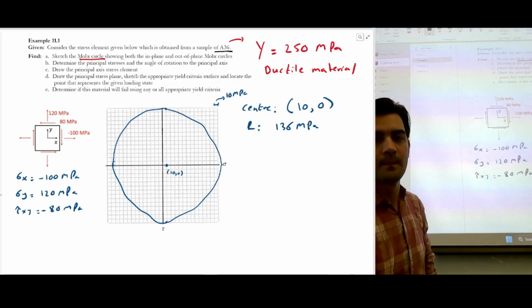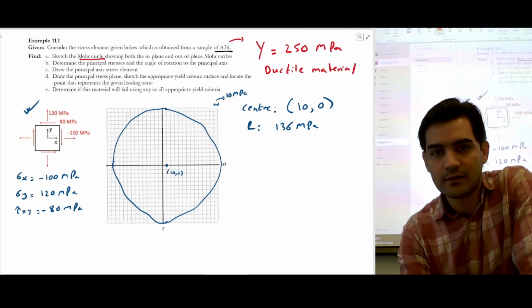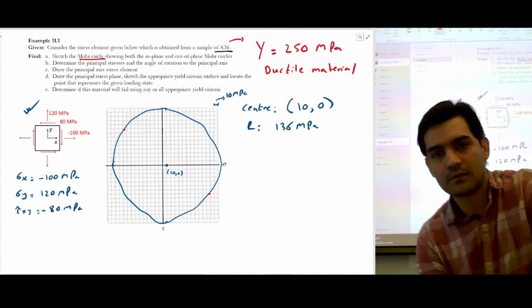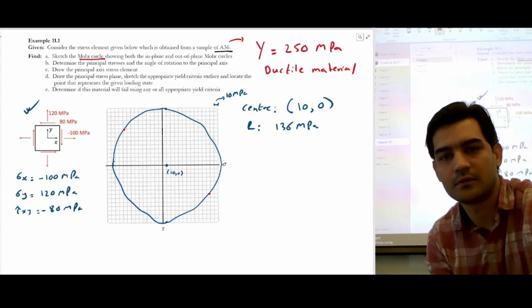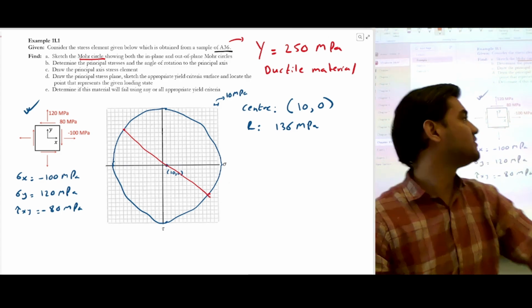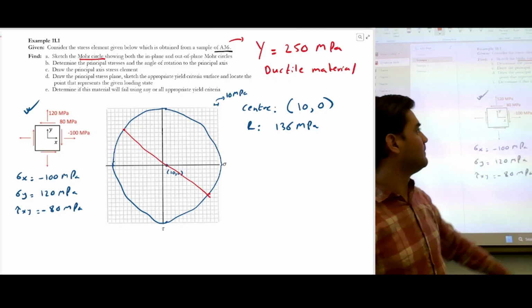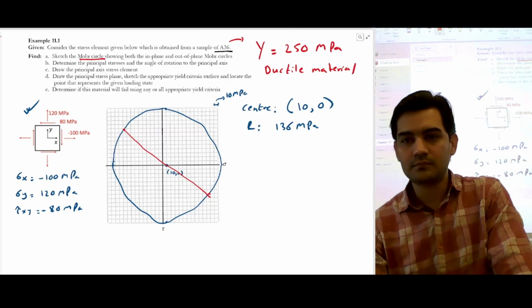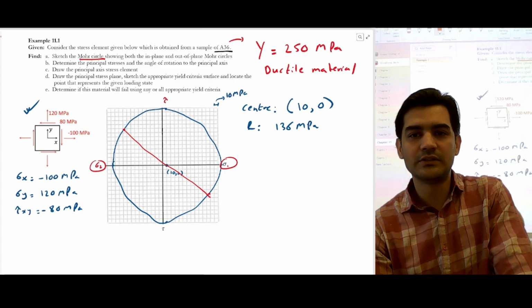We can also plot this stress element on a Mohr circle. If you do this, you're going to roughly get something like this. I'm just drawing roughly because everybody knows how to draw a Mohr circle, so you can comfortably draw it. It would look something like this. This is our stress 1, this is our stress 2, this is tau max.